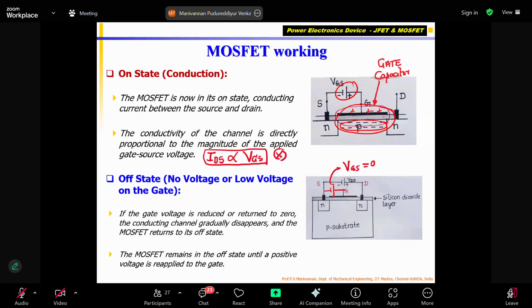Okay. So IDS is proportional to VGS, that's what I said. For the particular MOSFET, they say VGS can be varied from 0 to 10 volts. They say IDS is the output, correct? It can vary from 0 to 50 amps. If VGS is 0, IDS is 0. VGS equal to 10 volts, IDS will be 50 amps. If VGS equal to 5 volts, this will be 25 amps. Proportional, mostly, I'm just saying proportional.